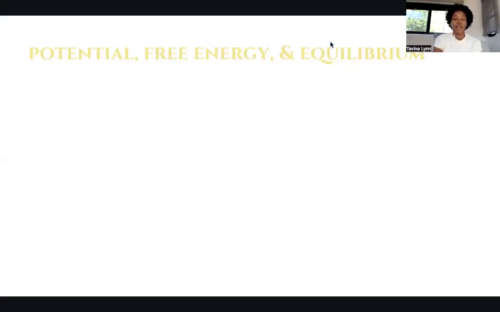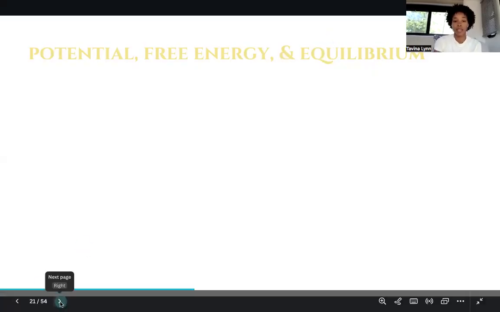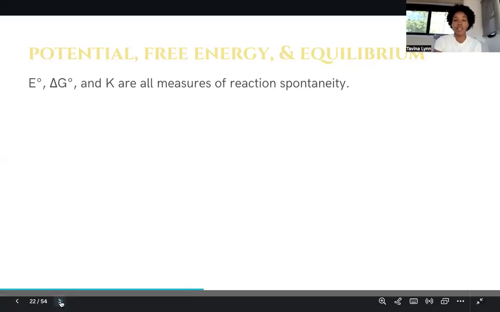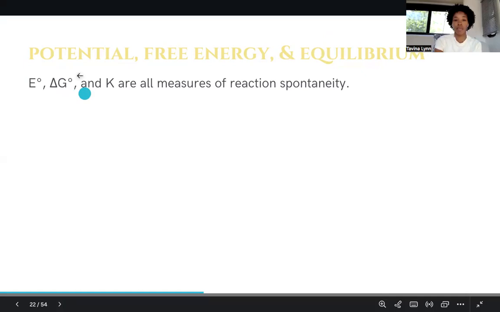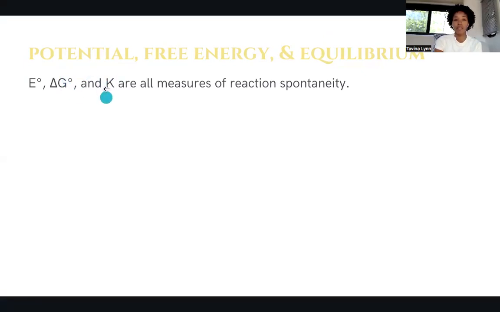Okay, so now that we've talked about cell potential or standard cell potential, I want to relate these back to two thermodynamic properties we talked about earlier, which is free energy and equilibrium, because it turns out that there is a relationship between the three. So all of these are measures of reaction spontaneity. I think previously we talked about how standard free energy is a measure of reaction spontaneity, and we're going to see more how equilibrium constant K is as well.